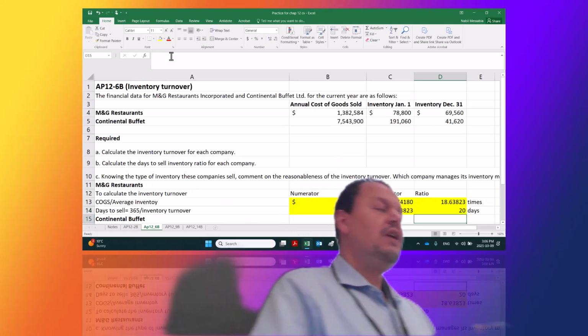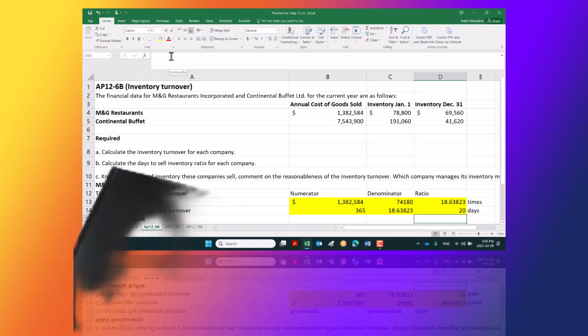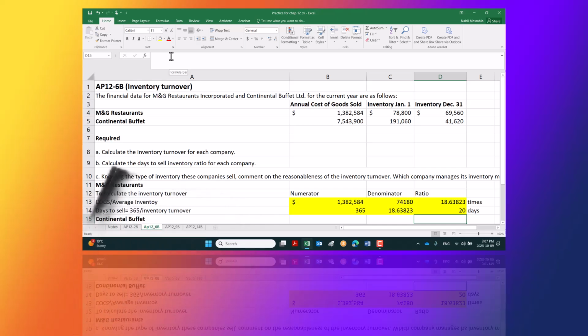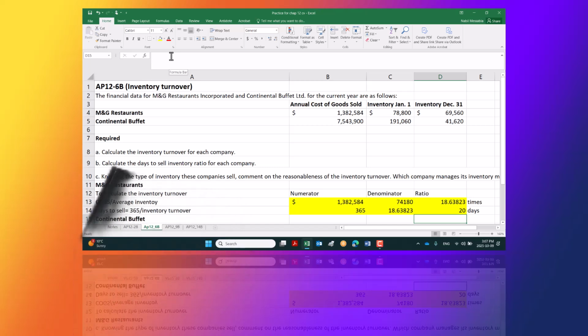See, if the inventory is rotated or replaced 18 times a year, then it means it is renewed every window of 20 days, you have renewed your inventory. This is what we use usually to compare. 20 days is the days to sell inventory, okay? This is the ratio for A.